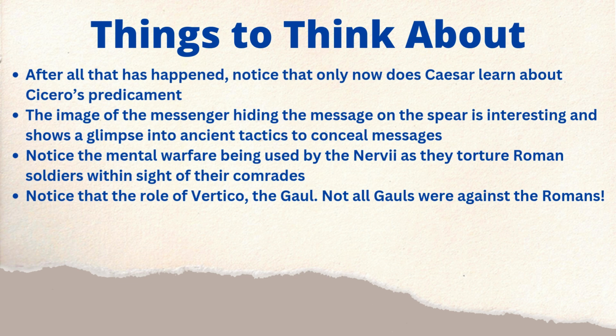And again, here we see the role of Vertico, the Gaul, right? So not all the Gauls are against the Romans. That's something I mentioned before, but it's not as simple as everyone joins the rebellion and now they're all against Caesar. That's not true. Not only for the Gauls, but also not only for the Nervi. You can see there's a Nervian here who is allied with the Romans, right? So again, the political dynamics are really interesting and something I'd encourage you to think about, okay?